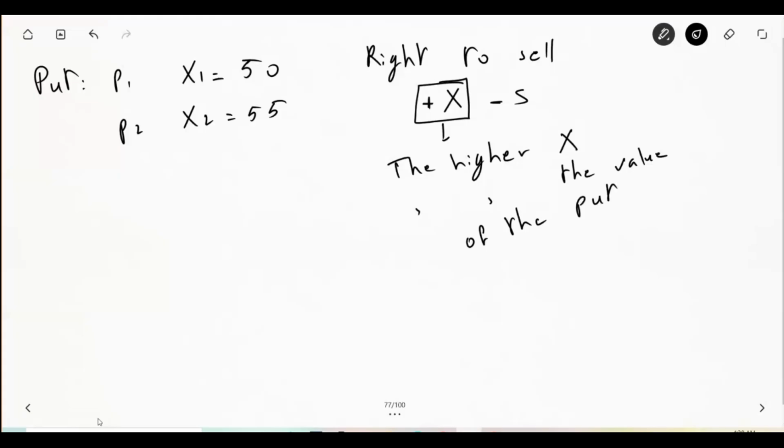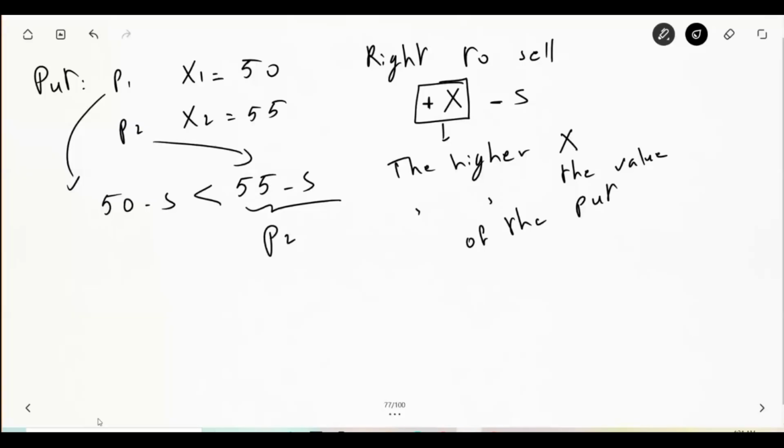Because when the option can be exercised, when the stock price is below the strike price, for P1, I will be receiving 50 minus S. While for P2, I will be receiving 55 minus S. Definitely 55 minus S is greater than 50 minus S. So this will imply that P2 is greater than P1.